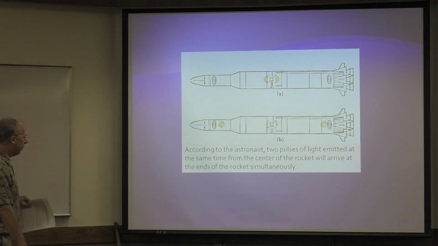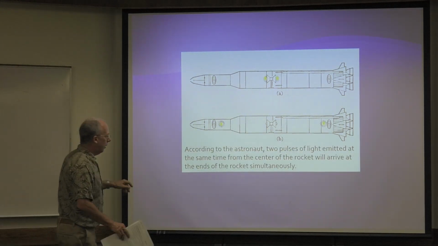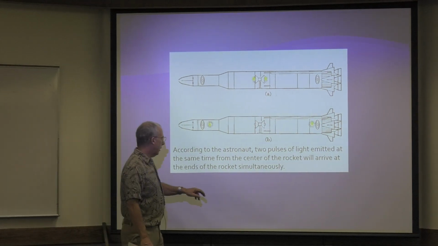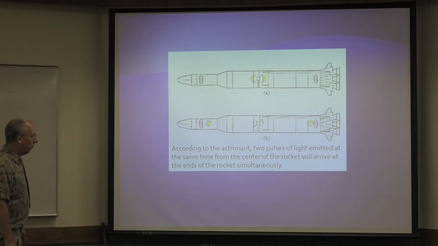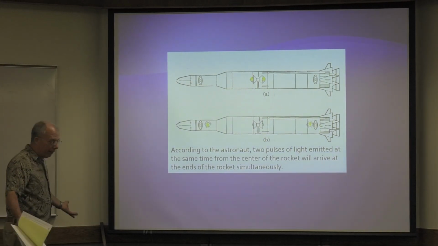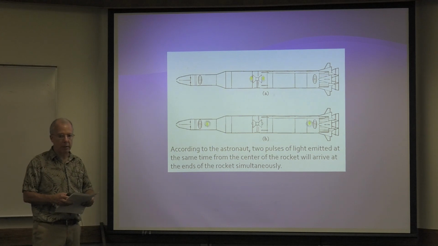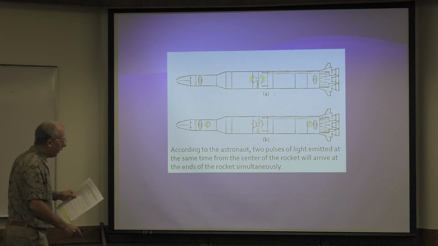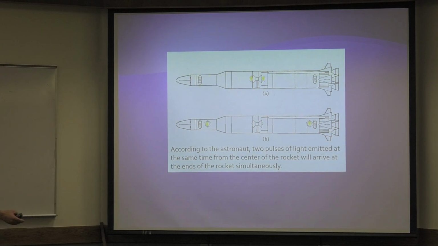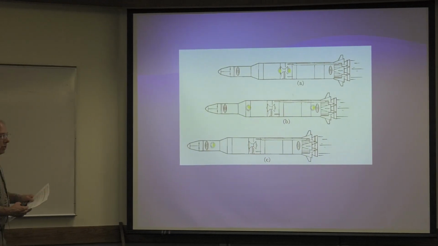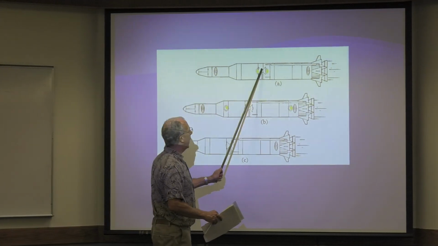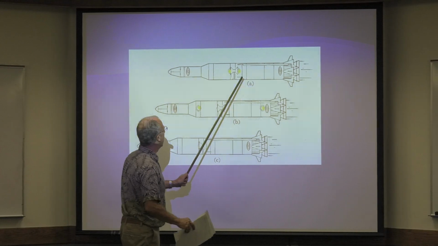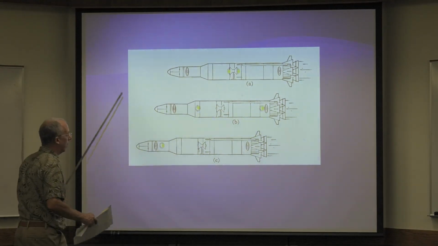So according to the astronaut, the two pulses of light emitted at the same time at the center of the rocket will arrive at the ends of the rocket simultaneously. I think you have to agree that makes perfectly good sense. All right, fine. But how about the mission controller, the guys back on Earth? So this is what it's going to look like to somebody on Earth. So, bingo, the lights flash, right? The rocket is moving to the left.